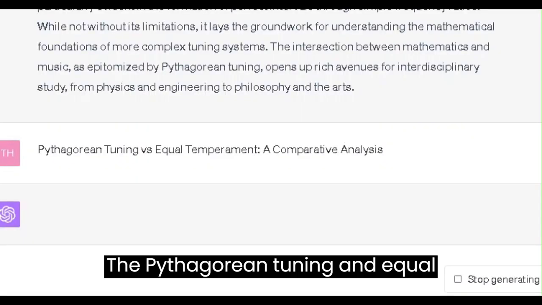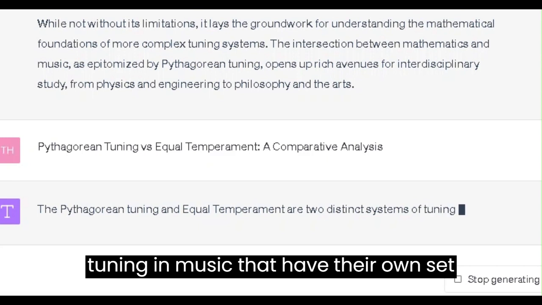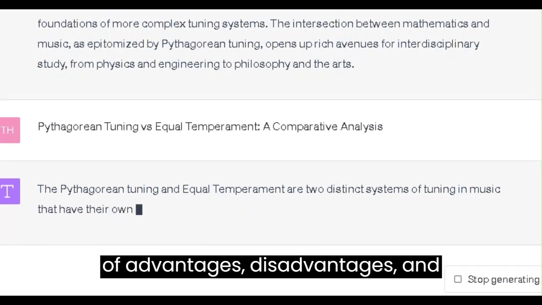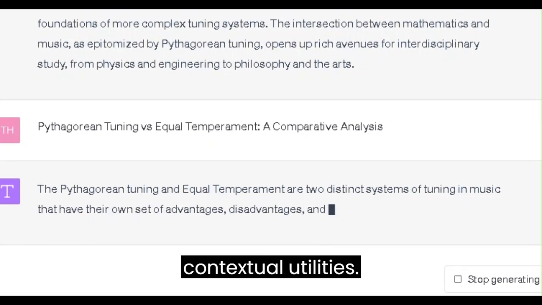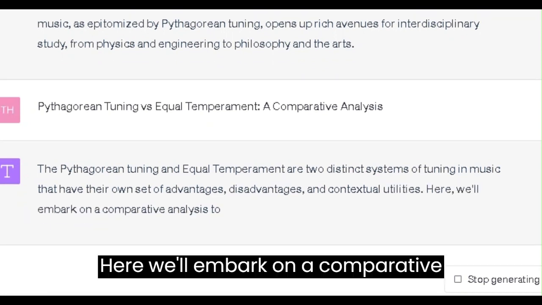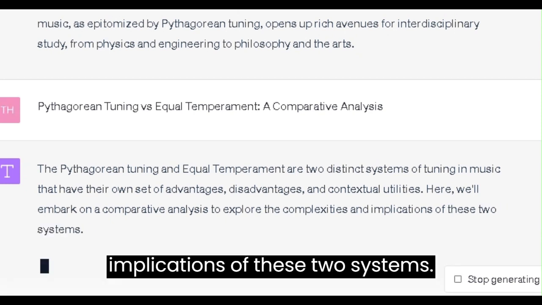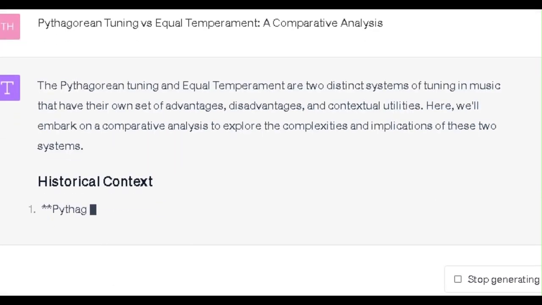Pythagorean tuning and equal temperament are two distinct systems of tuning in music that have their own set of advantages, disadvantages, and contextual utilities. Here, we'll embark on a comparative analysis to explore the complexities and implications of these two systems.